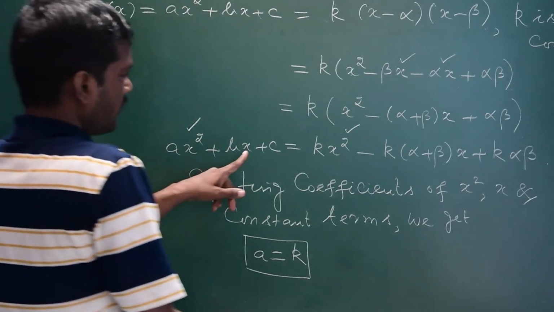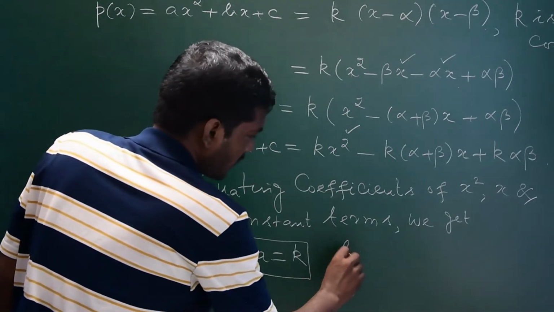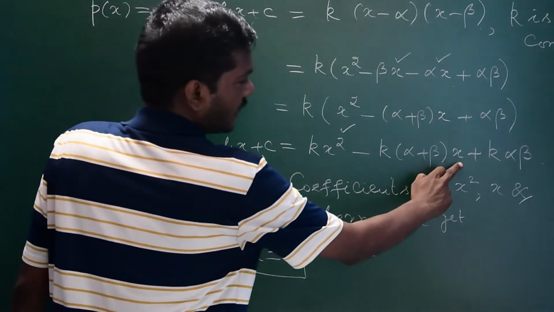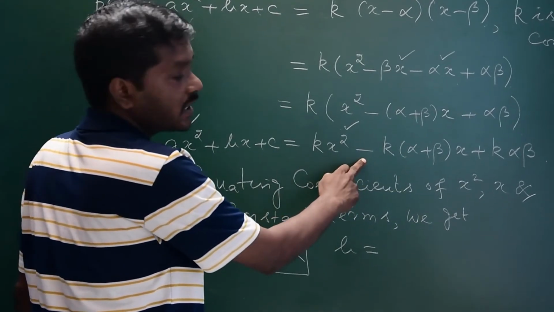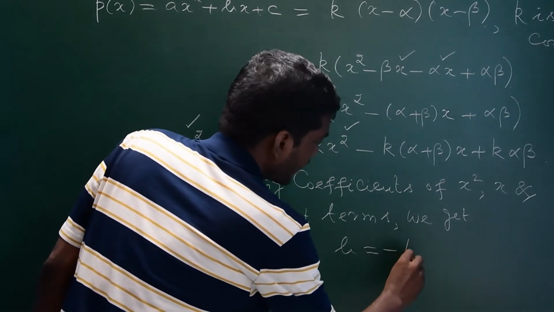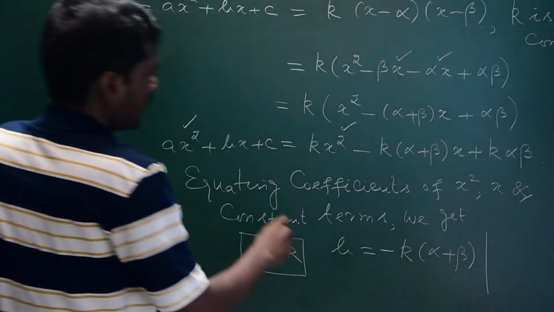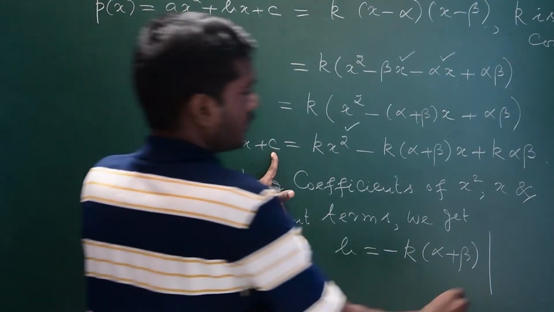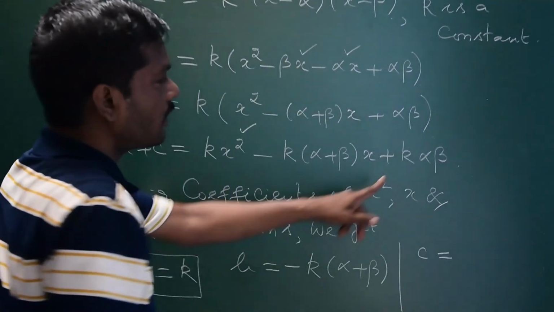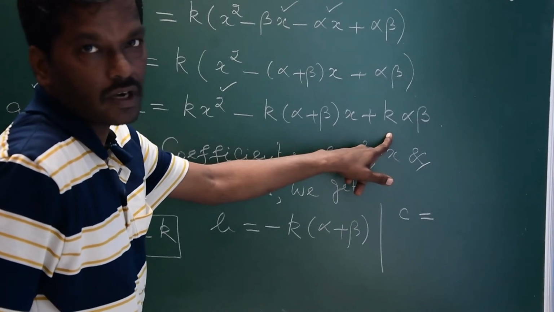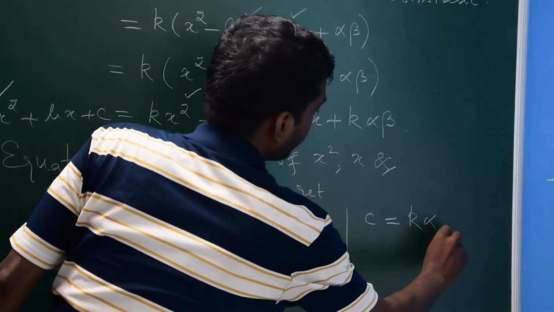And when you equate the coefficient of x, on the left hand side the coefficient of x is b, that is equal to, on the right hand side the coefficient of x, together with the sign, so minus k times alpha plus beta. And finally on the left hand side the constant term is c, and on the right hand side the constant term which is independent of x, there is no x involved here, so it is constant. So this is k times alpha beta.